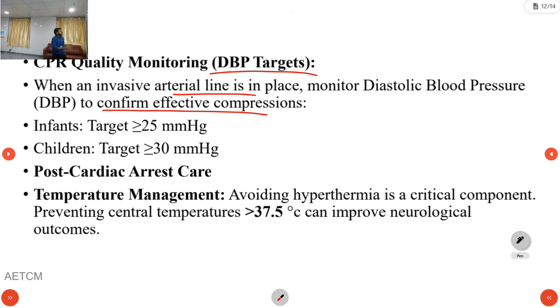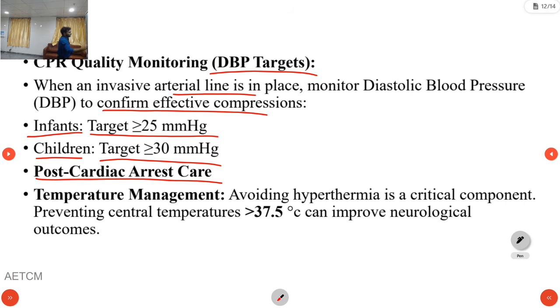So if you have an infant cardiac arrest, target a diastolic blood pressure of greater than or equal to 25 millimeters of mercury, and if you have a child, target a diastolic blood pressure of greater than 30 millimeters of mercury. These targets are very important because if you maintain them, we can be assured that blood is freely reaching the brain. Okay, that is one thing. So maintain diastolic blood pressure targets if we have an arterial line.